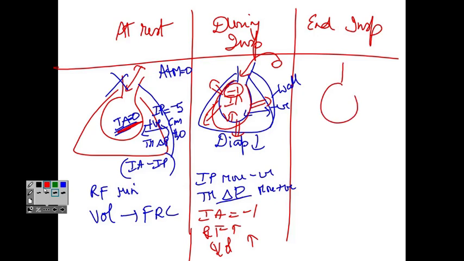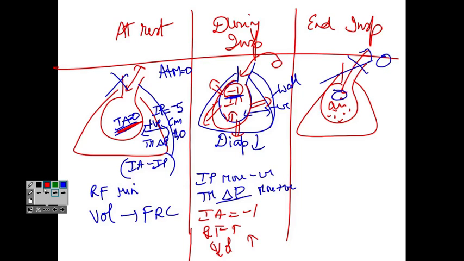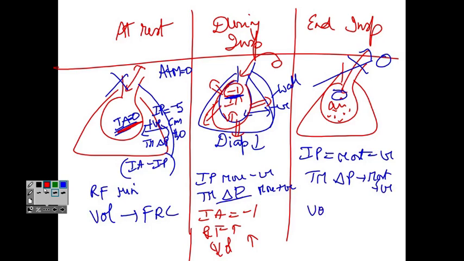At the end, as the air comes in, the molecules collide again. So as they collide, from -1 it goes back to 0. That's when inspiration will stop. Are the pleurae close or away at this stage? At the end of inspiration, they are maximally apart. So intrapleural pressure reaches its most negative, and the transmural gradient becomes most positive. And by now, one full tidal volume has entered, so it will be FRC plus tidal volume.